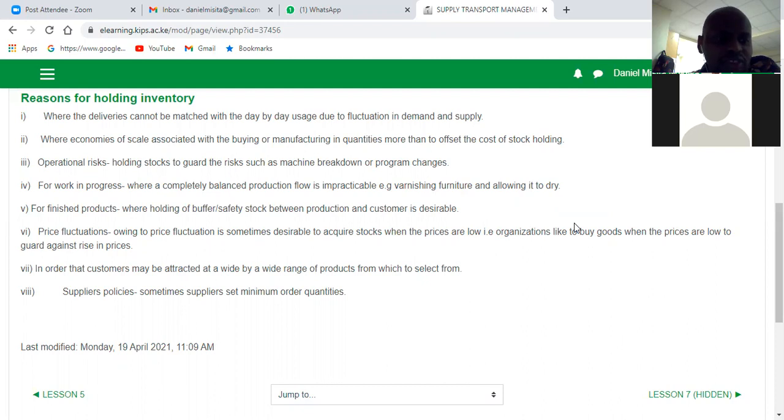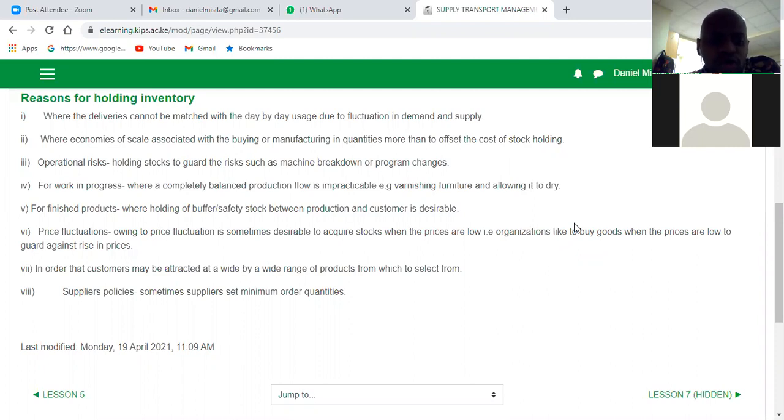Then the other reason is price fluctuation, where we are talking about the issue of change in price. Some organizations want to buy items when their prices are low so that they can sell them when the prices are high. Or if you anticipate that the prices are going to be high in future, you decide to buy today so that you wait for the prices to increase.